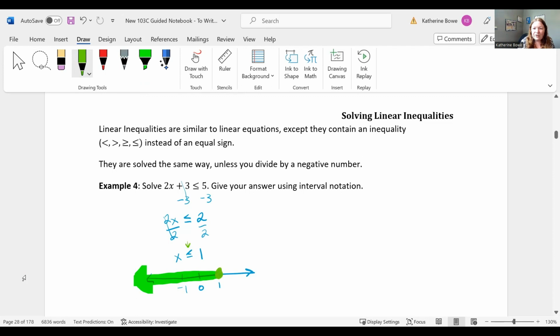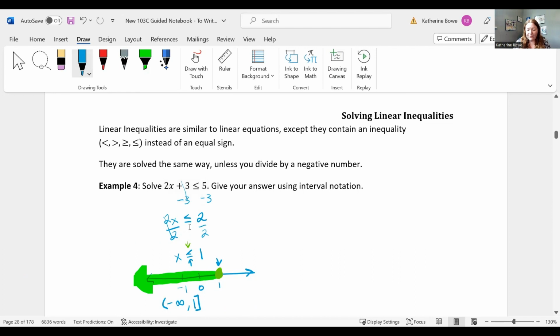So now when I write it in interval notation, I write the starting value and then the ending value. Always put the smallest value on the left, just like on the number line. So it starts at negative infinity, and it goes up to 1. And then I have to decide, do I use parentheses or brackets? I always use parentheses on infinity or negative infinity. And then here on my 1, because this is less than or equal to, since I have a closed circle, that means I use a bracket. So that is my solution to this linear inequality.